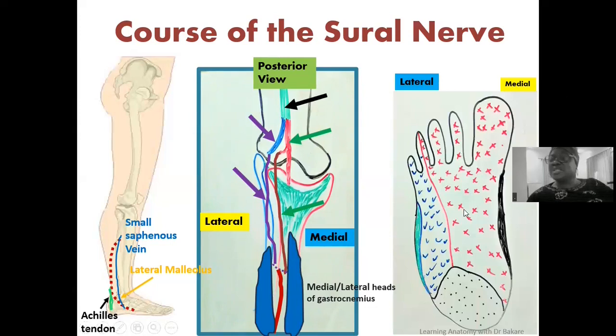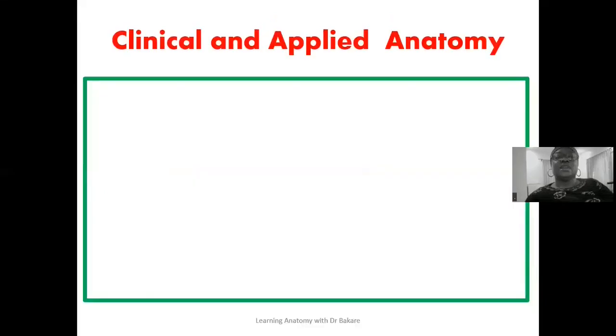So if you try to use this image here by this side, this is the foot region. And if you look at this edge here that is arrowed at this point, is where we have the lateral edge of the foot, because this is the medial side and this is the lateral side. So this is the lateral edge of the foot, and this is where the sural nerve finally runs to give sensory innervation. So let's go to clinical and applied anatomy.